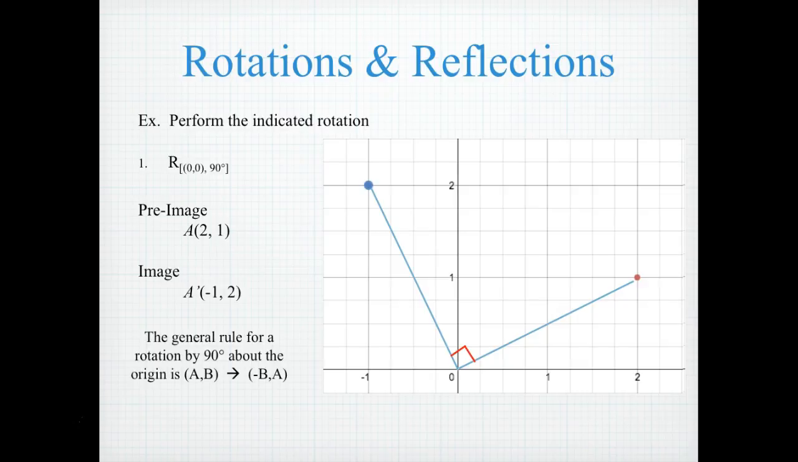So the general rule for rotation by 90 degrees about the origin is that (A, B) will rotate to (-B, A). A 90-degree rotation about the origin is equivalent to a -270-degree rotation about the origin.